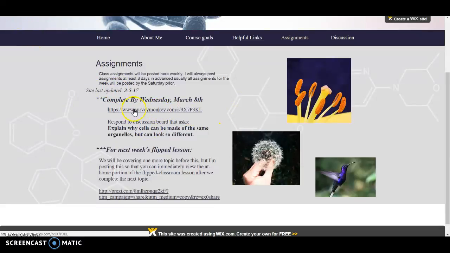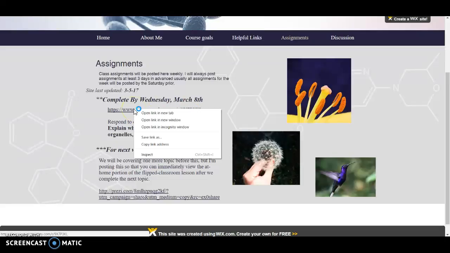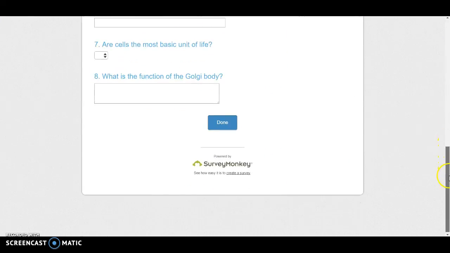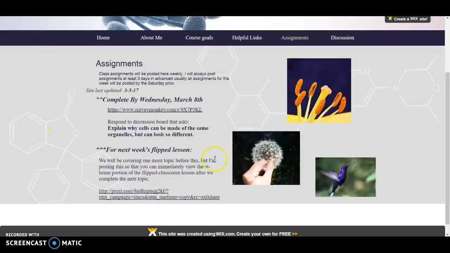But one of the assignments I posted was just a quick SurveyMonkey quiz that they could do, and it would record their answers. I also included the flipped lesson from our first project as our next week's lesson plan. We would go over one more section first before this, but they can look into that a week in advance at least, so that would help my students, I think.